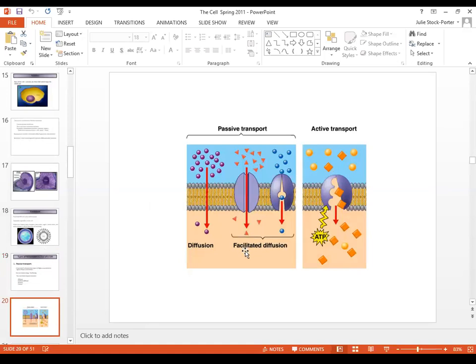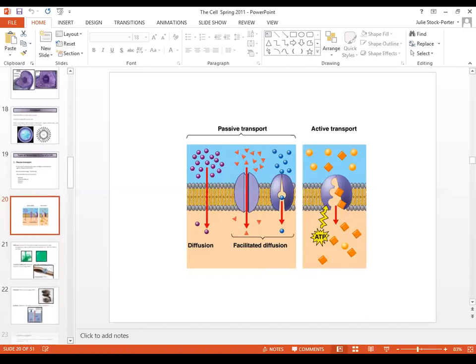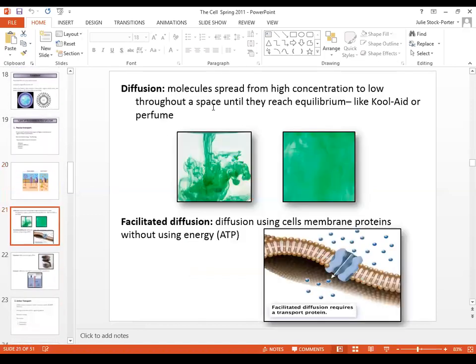All right, when we look at passive transport, we're looking at diffusion, simple diffusion. We're going to move from a region of high concentration to a region of low concentration until we reach equilibrium. Facilitated, we have HELP, right? So for facilitated diffusion, we have HELP. Diffusion is simple. Molecules are spreading from high to low concentration through space until they reach equilibrium. Kool-Aid, perfume, air spray.